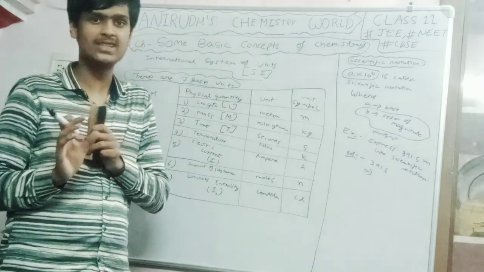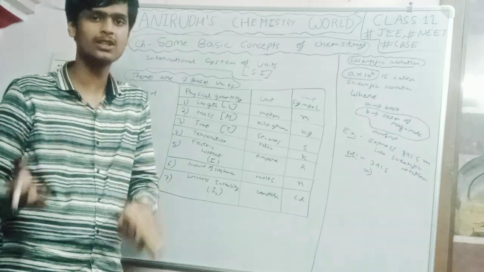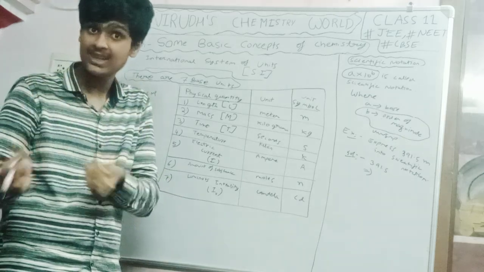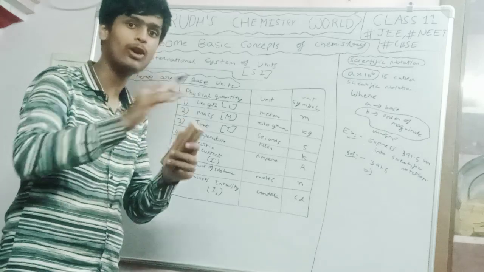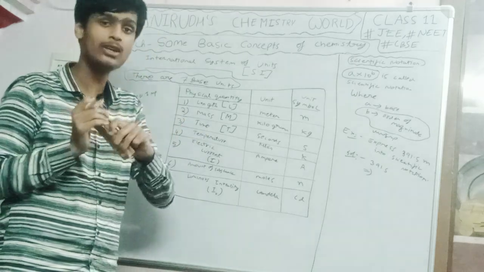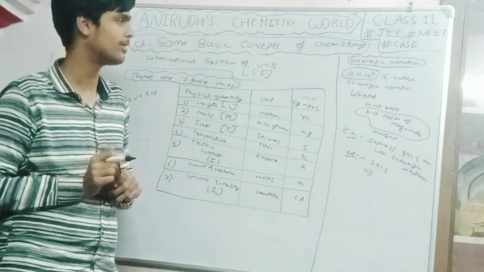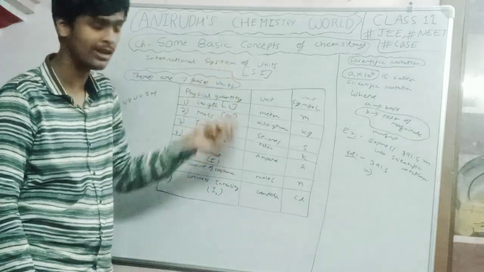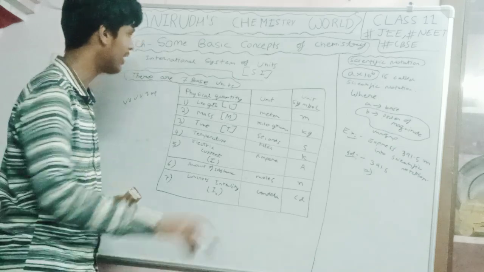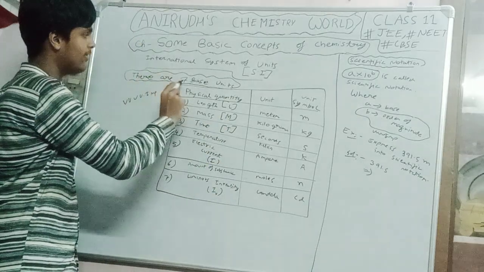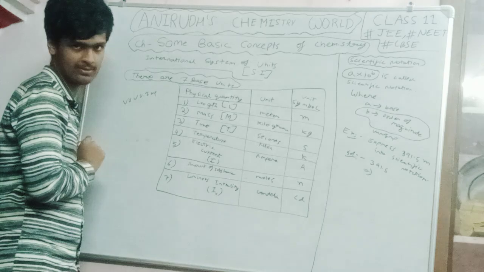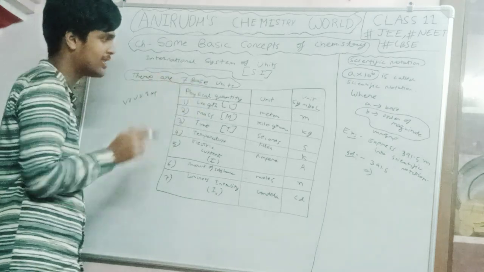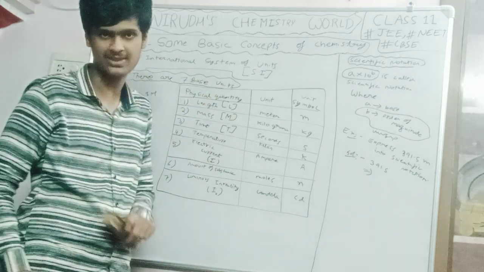Suppose meter is there. For meter, what is the physical quantity? The unit is meter, and the physical quantity for meter is length. Similarly, for SI units, you will have some physical quantities. There are 7 base units, so there are 7 fundamental physical quantities.